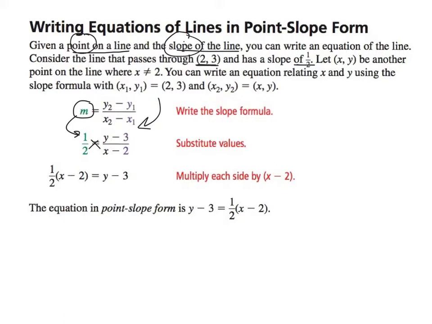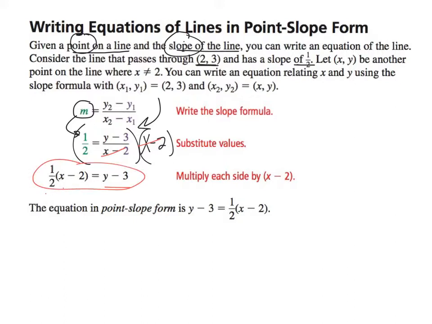So let's try it like this. We're going to multiply both sides by x minus 2. So if I multiply both sides by x minus 2, these x minus 2's would cancel, and you'd be left with y minus 3 on one side, and on the other side you'd have 1/2 multiplied by x minus 2.